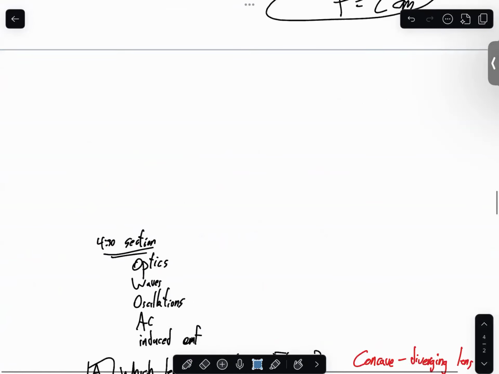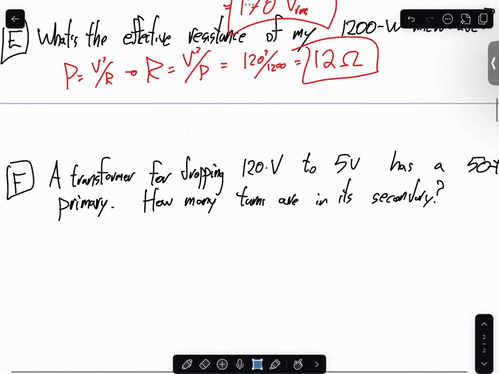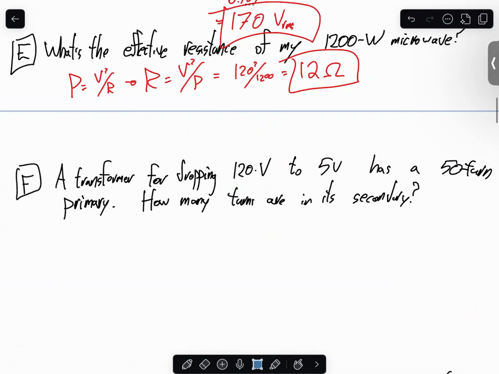And I already did that one for y'all. Okay, here we go. A transformer drops 120 to 5 volts with a 50 turn primary. Find the number of turns in the secondary. This is kind of, do you know the equation?